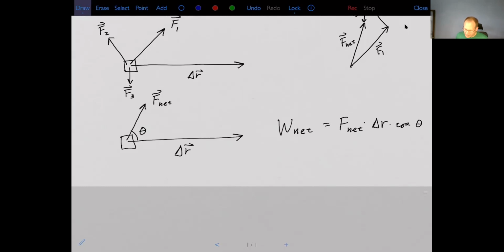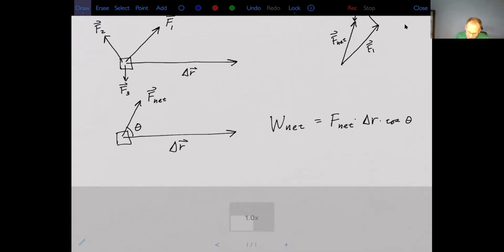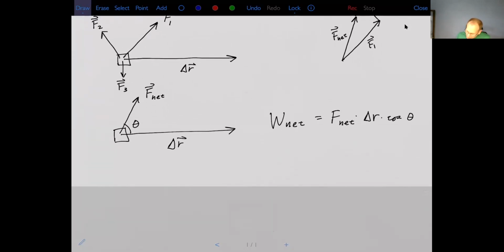So that's one way of finding the net work done on the object. Another way, which is maybe even better in some sense, is finding the work done by each of those forces individually. In other words, I want to calculate, say, the work done just due to F1. So remember, that's going to be F1 times delta R times cosine, I'll call it, of theta 1. And theta 1 is the angle between F1 and your displacement vector.